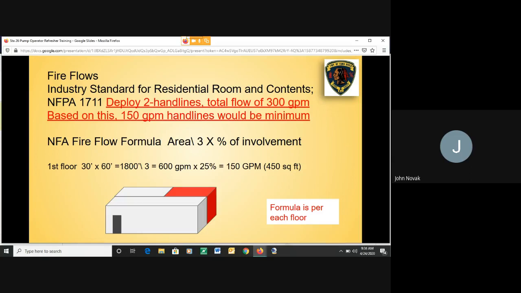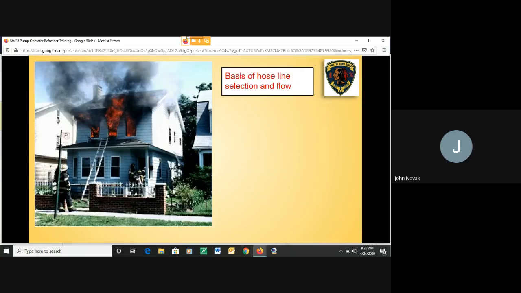So in this case, it's maybe one room going, 25% involvement. Do the math, comes out to about 150 GPM. And again, that's per floor, and it's only a guideline. It's useful if you do pre-incident planning, so you can kind of get an idea of how much water you're going to need to flow. So in this case, basics, a hose line selection and flow.